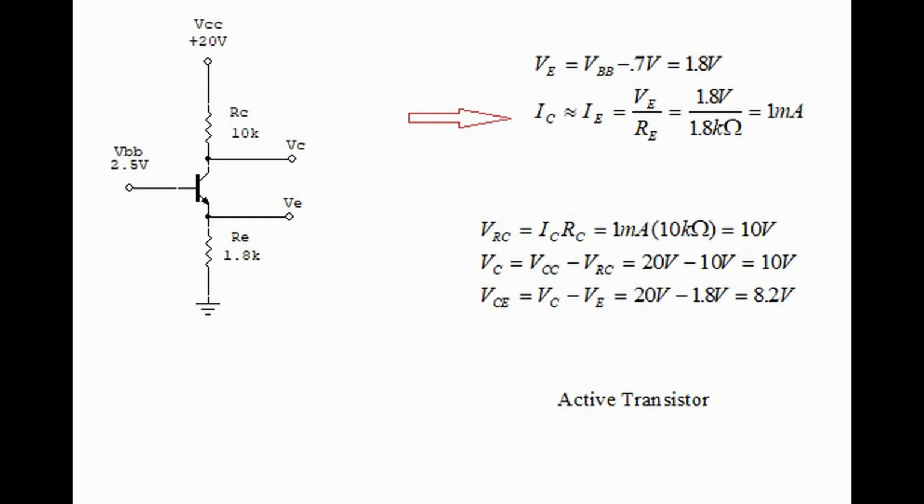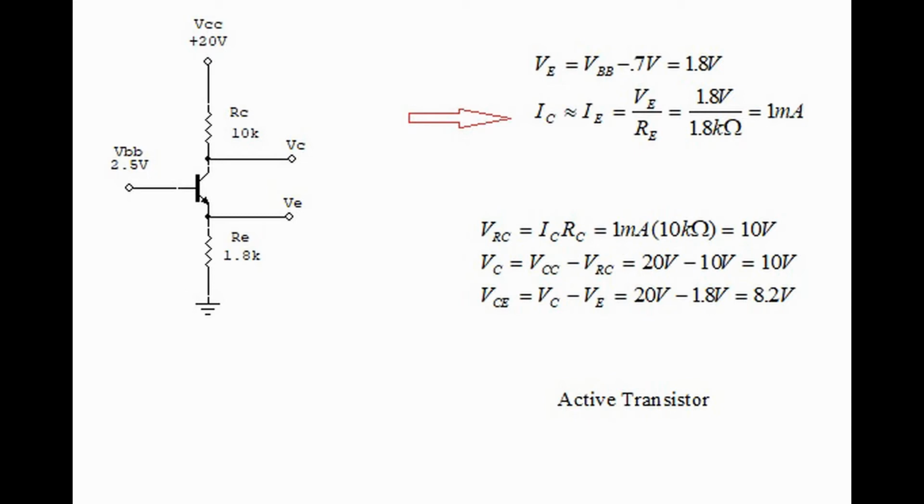Now we calculate current through the collector by saying it is voltage on the emitter divided by the emitter resistor, which is 1.8 volts divided by 1.8 kilo ohm, and that equals 1 milliamp. We now proceed as before, where we need to find VRC, the voltage drop across the collector resistor, and that's 1 milliamp times 10 kilo ohms, or 10 volts.